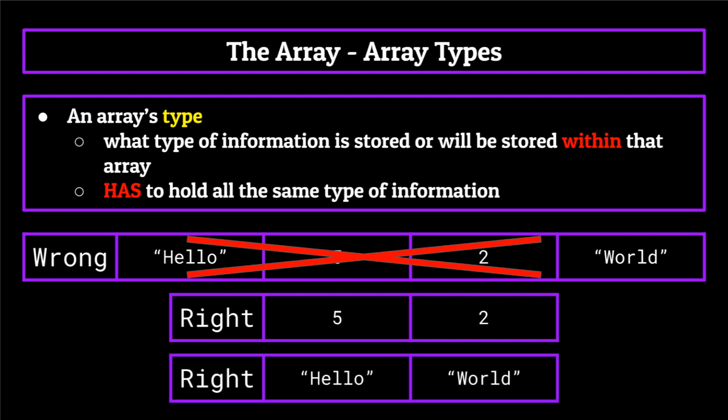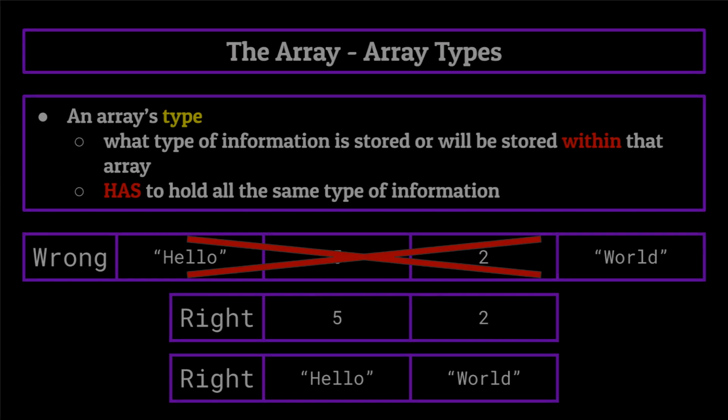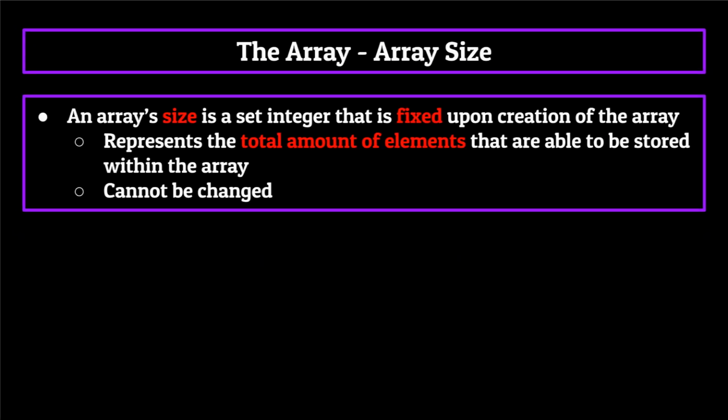This works for any type of information you would want to store within the array, meaning every element or spot within the array must be of the same type. The third and final attribute that an array has is a size. This size is a set integer that is fixed upon the creation of the array. It represents the total amount of elements that are able to be stored within the array.